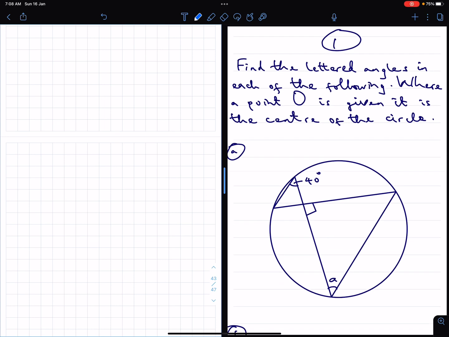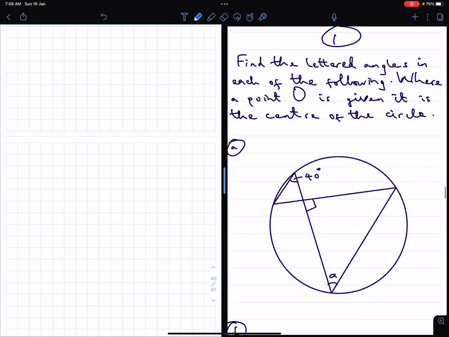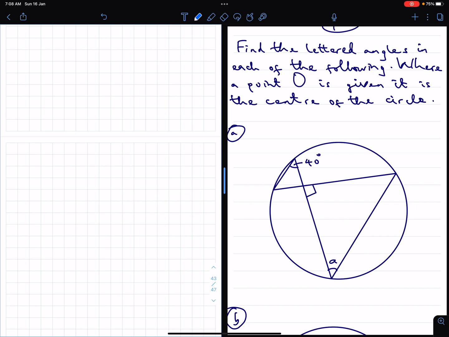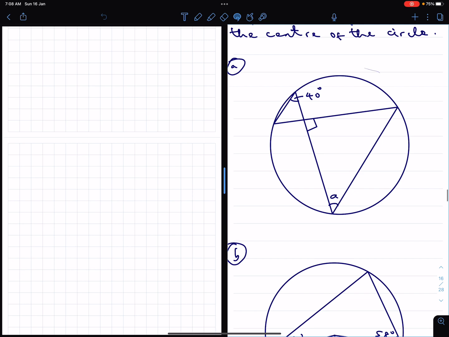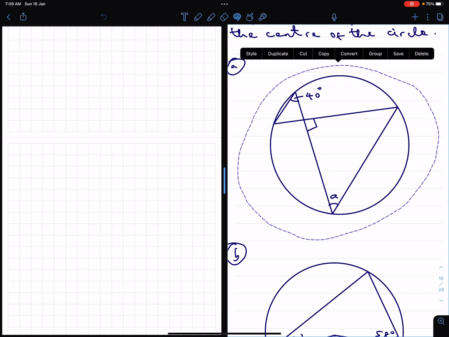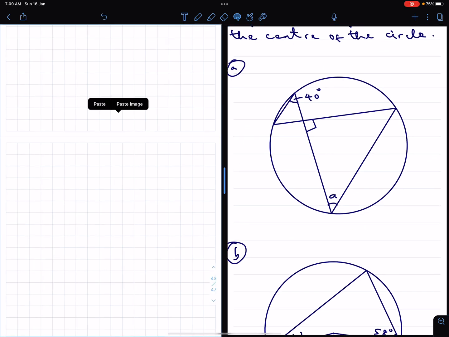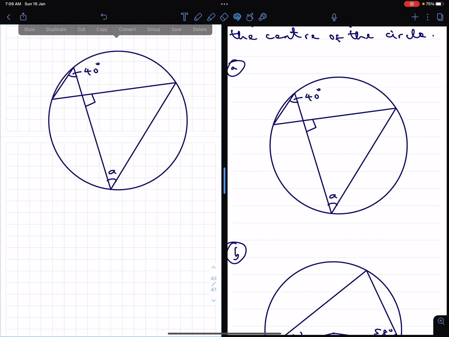The instruction, first of all: find the lettered angles in each of the following. Where a point O is given, it is the center of a circle. So wherever you see O in the diagrams, it represents the center of a circle. This is the first question, number 1A. We want to find angle A.